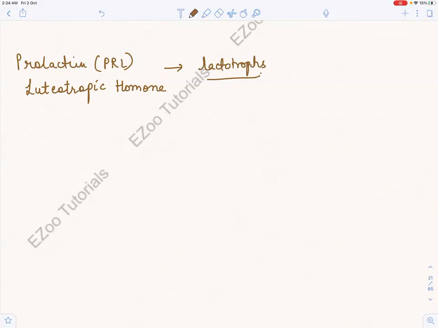So the function of prolactin in males is not well known, but its hypersecretion matters. So what is the function actually? So let us write males. It is still unknown, but if there is a lot of prolactin secretion in males, what will happen? There will be erectile dysfunction, right?